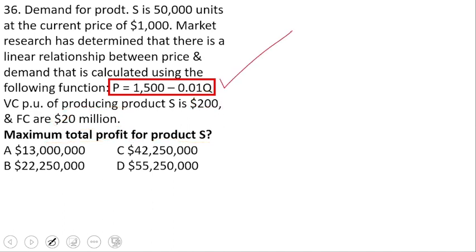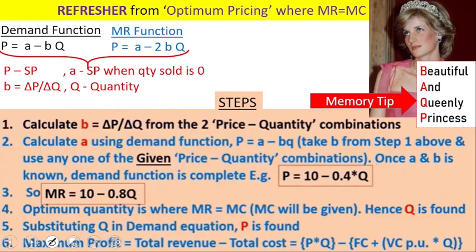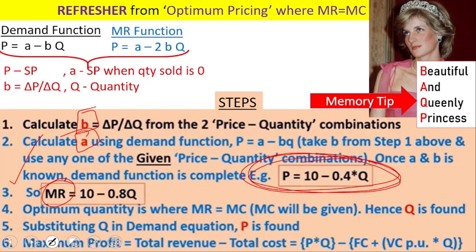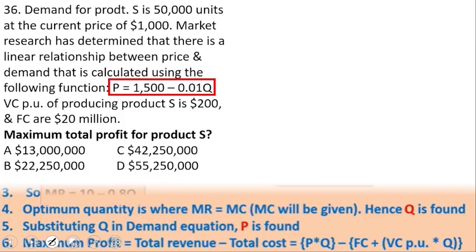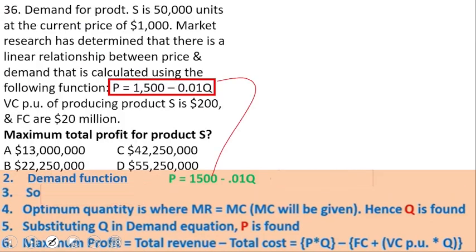Since the demand equation has already been given, we are already at the end of step 2. So we can just proceed with step 3 by finding out the marginal revenue function. We don't need to bother to find out A and B simply because the demand function is given in the question. So I'll copy the steps here. So the demand function is P is equal to 1500 minus 0.01Q. So what is the MR function? All that you have to do is multiply 0.01 with 2.